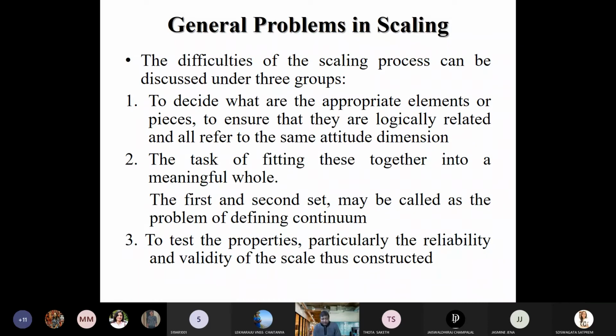The third difficulty is to test the properties, particularly the reliability and validity, of the scale thus constructed. While we are working on a scaling technique and doing the pre-testing, I should look into whether my scaling technique is giving me reliability and validity or not. If I find that it is not able to bring reliability and validity, then it is not going to give justice to my thesis.